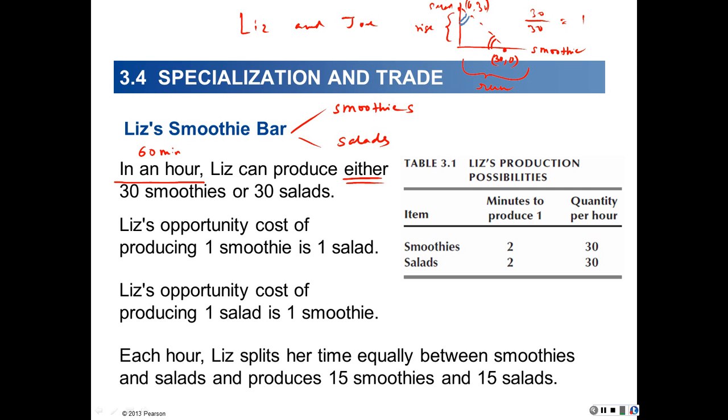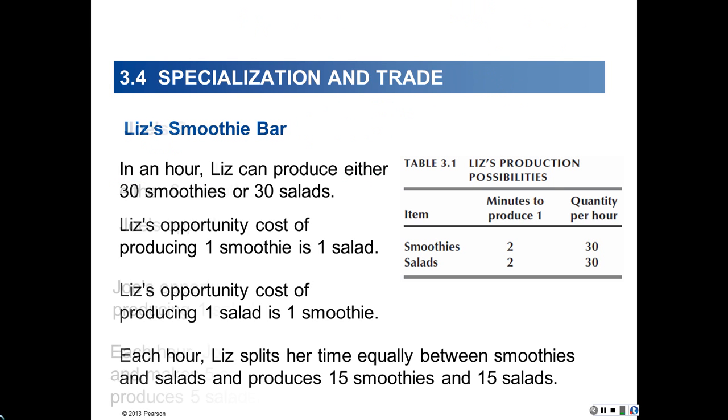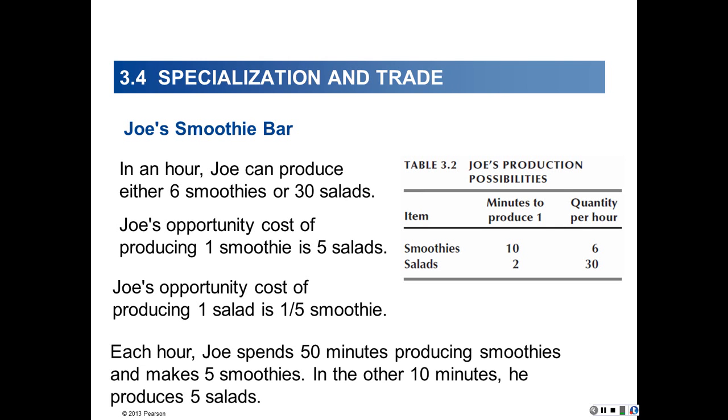Now let's look at Joe's PPF. And here are Joe's numbers. In an hour, Joe can produce either 6 smoothies or 30 salads. Sorry, not 60, 6. 6 smoothies or 30 salads. So what are the endpoints of Joe's PPF?